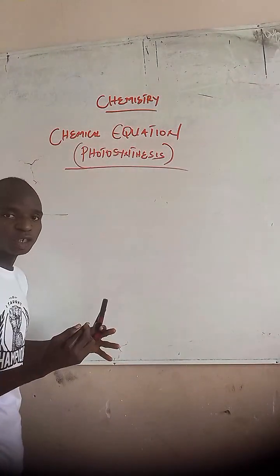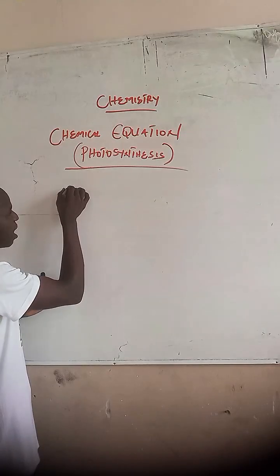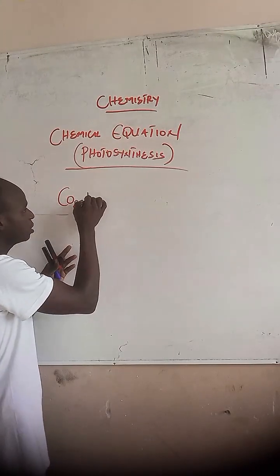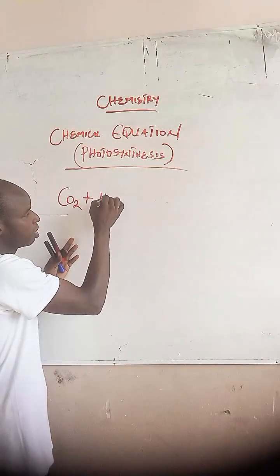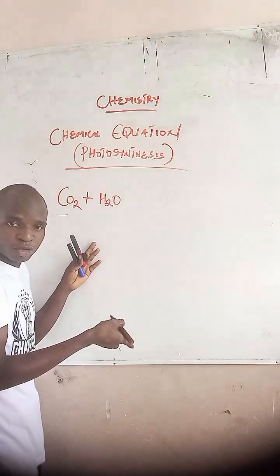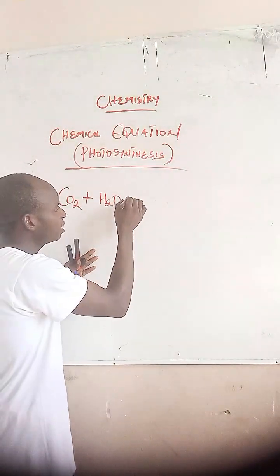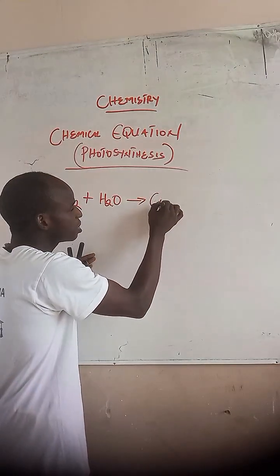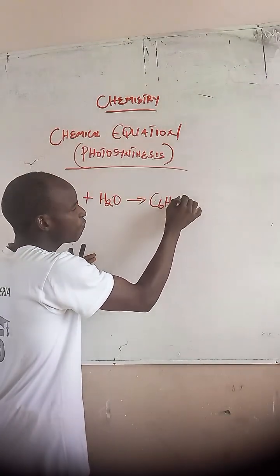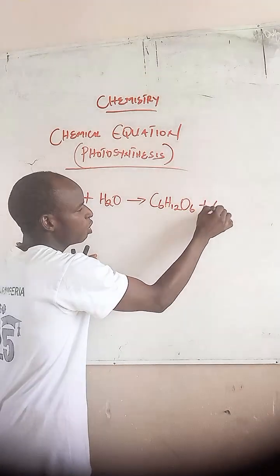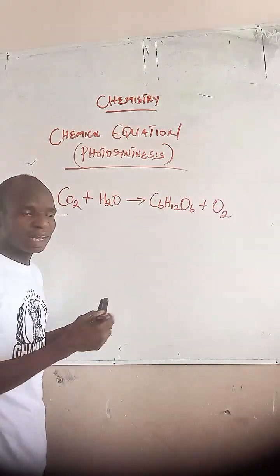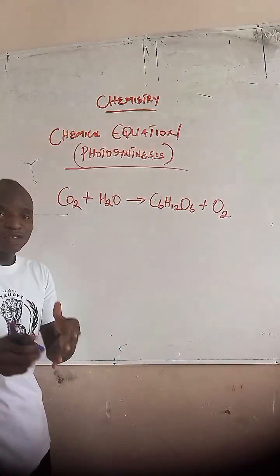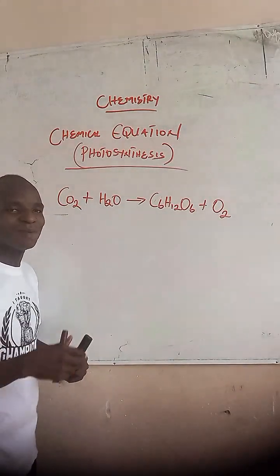Now let's look at the equation. In my definition, I said the plants use carbon dioxide from the atmosphere, plus H2O, which is water from the soil, in the presence of sunlight to manufacture their own food. And the food they produce is C6H12O6, plus O2, which is oxygen gas. This is glucose and oxygen gas. Are you following?